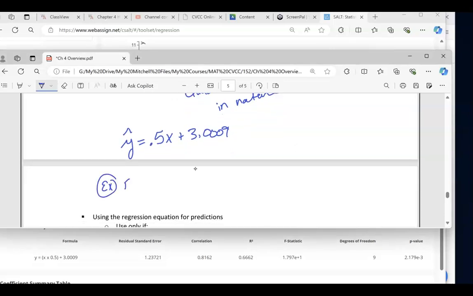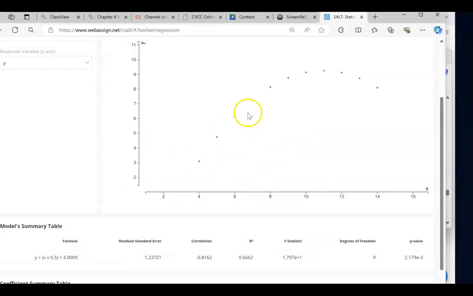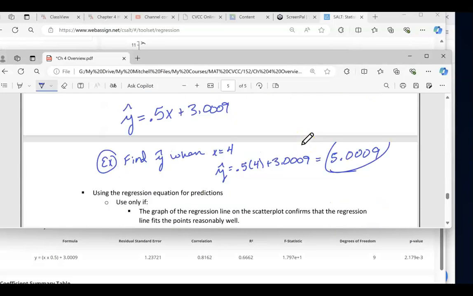So let's say, what if we want to find y hat when x is equal to 4? So all we would want to do is plug 4 into that. So y hat's going to be equal to 0.5 times 4 plus 3.0009. I'm going to do that in my calculator off to the side. And I got 5.0009. So that would be my predicted value. Now, is it going to be really accurate in this case? Probably not, because we're missing the fact that this is quadratic in nature. So you have to be careful when you make predictions.